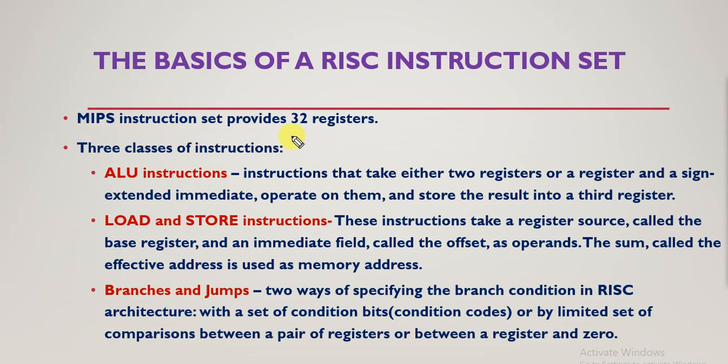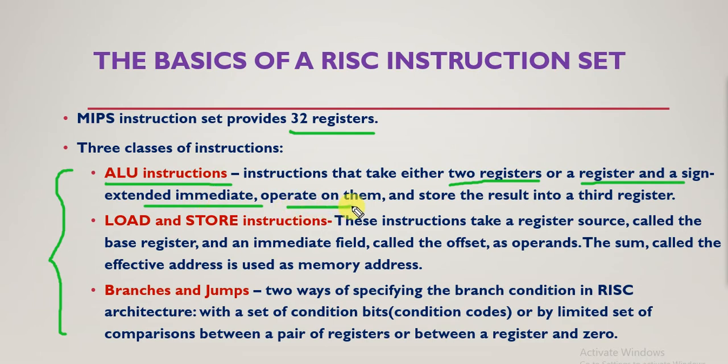The MIPS instruction set provides a total of 32 registers. The different classes of instructions present in the MIPS architecture begin with ALU instructions. They operate on register contents, between registers or between a register and an immediate value, and store the result into a different register. That is the ALU instruction.